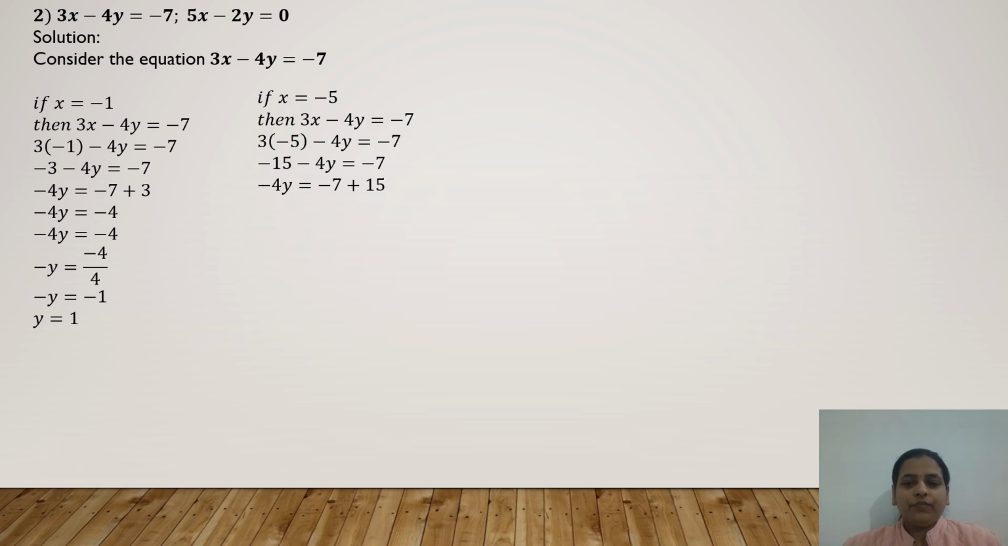Next, minus 4y is equal to, what is the answer here? 8. Next, minus y is equal to 8 upon 4. Then minus y is equal to 2. Then y is equal to minus 2. So when x is equal to minus 5, the value of y is minus 2. This is the second ordered pair.